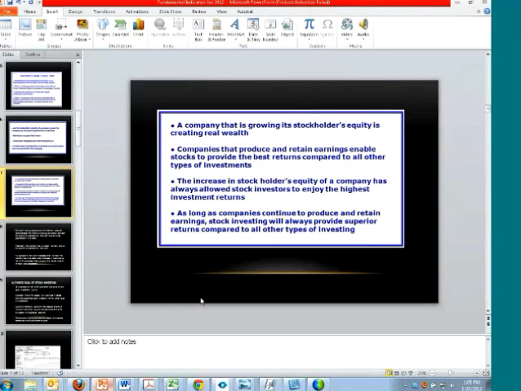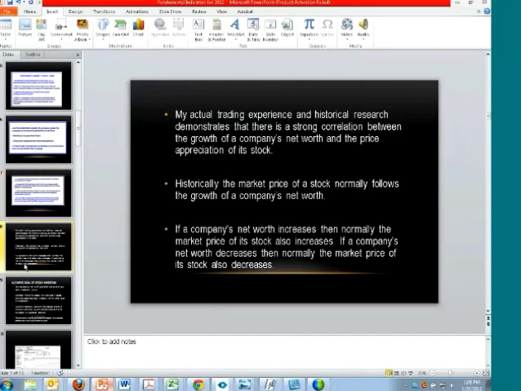And companies that produce and are able to retain their earnings have always enabled stocks to provide the best returns compared to all other types of asset classes. And this stockholders' equity has always allowed stock investors to enjoy the highest returns on investment. And as long as companies continue to produce and retain their earnings, stock investing will always provide superior returns to all other types of investing. So ultimately, it's the reason why we invest in stocks. It's this growth in stockholders' equity.